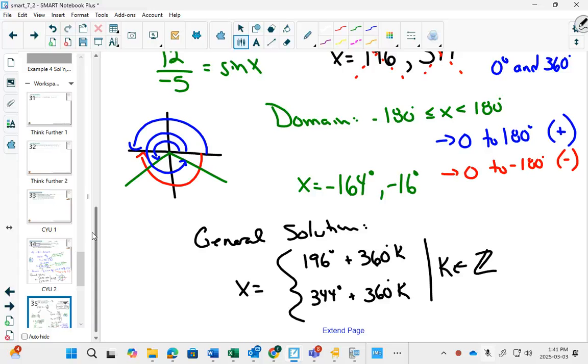If you flip to the back of the book, the answers to this question are on page 600. You'll notice that they actually used the negative 164 instead of the 196, and they used the negative 16 instead of the 344. That's also right, because they're coterminal. You can use any coterminal one as your starting point. Because when you add 360k, you hit them all, no matter which one you start with.